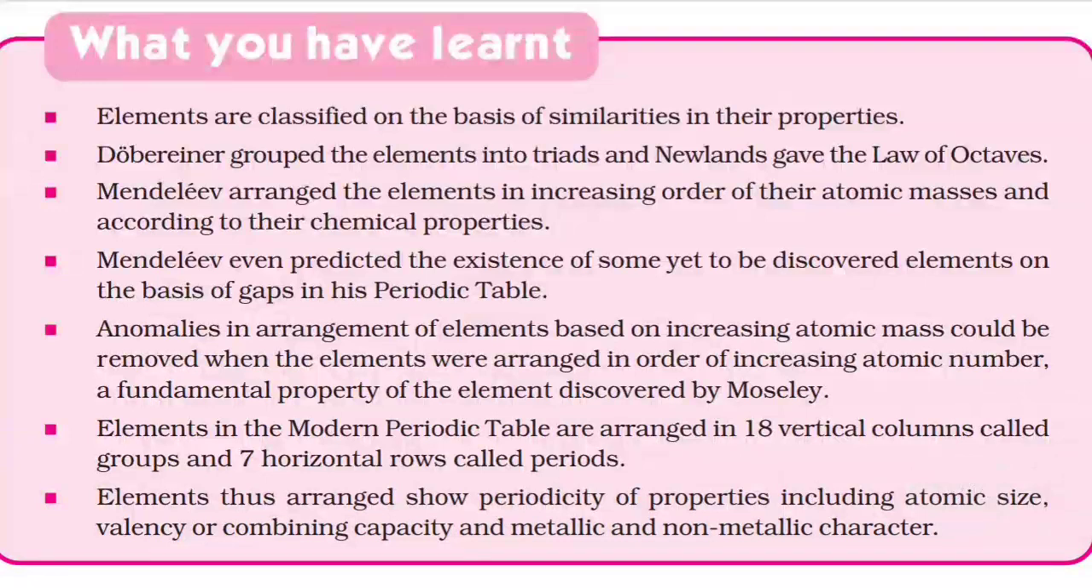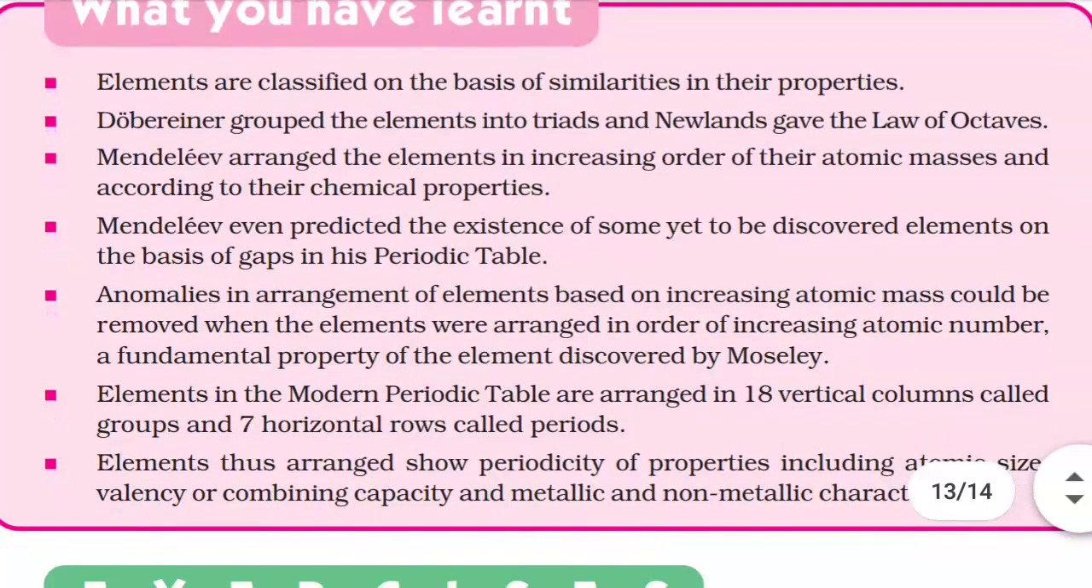Mendeleev arranged the elements in increasing order of their atomic masses and according to their chemical property. Mendeleev even predicted the existence of some yet to be discovered elements on the basis of gaps in his periodic table. Anomalies in arrangement of elements based on increasing atomic mass could be removed when the elements were arranged in the order of increasing atomic number, a fundamental property of the element discovered by Moseley.